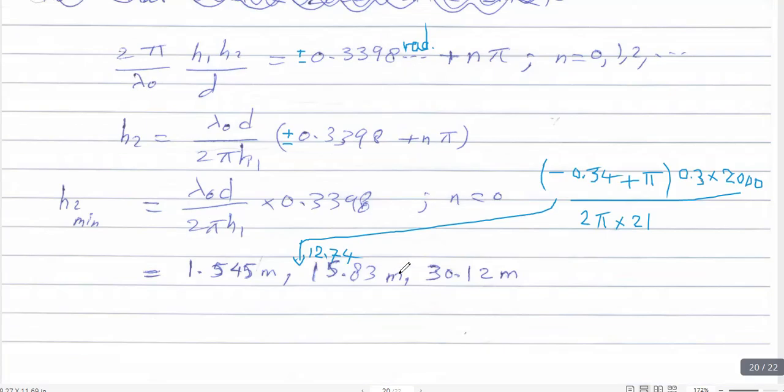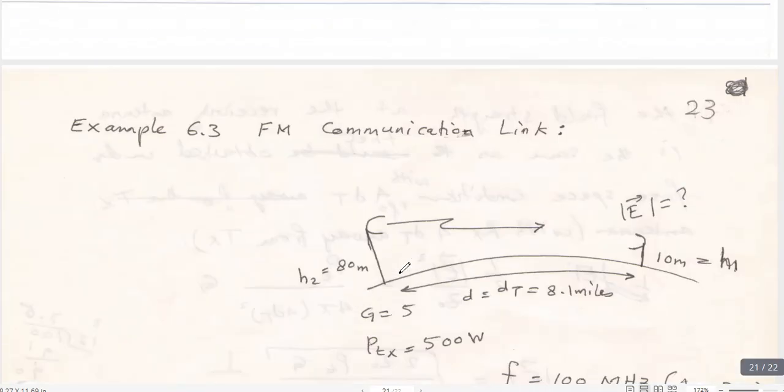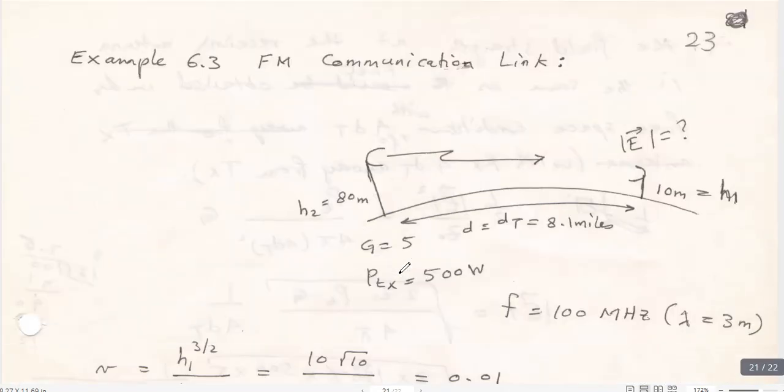Okay. Now the last example involves using Fry's transmission formula and the electric field. We have a transmitter that has a height of 80 meters and the receiver height is 10 meters. The distance between the two is dt. If you calculate dt, it will be 8.1 miles.